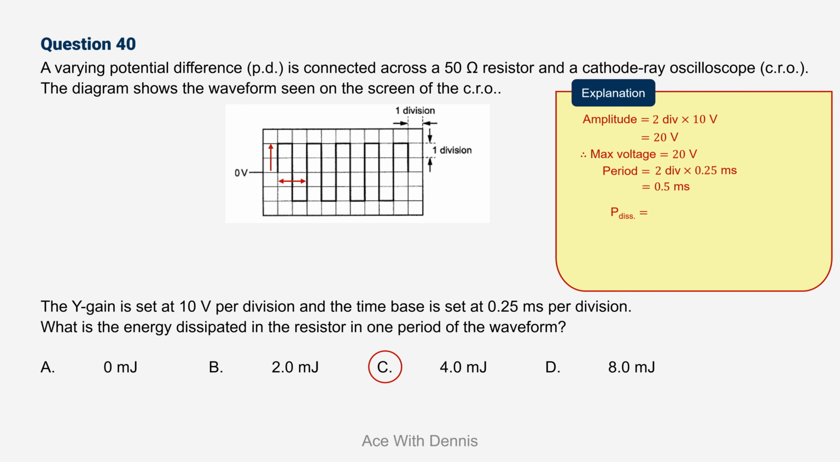Now, to calculate the power dissipated, it will be V squared over R. The voltage is 20 and the resistance is 50 ohms. So the power dissipated will be 20 squared over 50, and we get 8 watts. To calculate the energy dissipated, it will be power dissipated times the period, which is 8 watts times 0.5 milliseconds, and we get 4.0 millijoules. Hence, the answer is C, 4.0 millijoules.